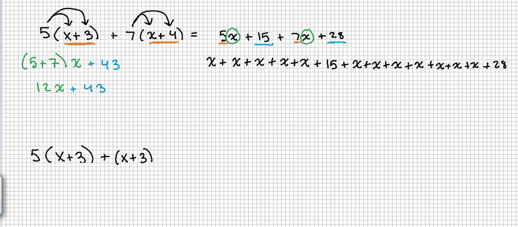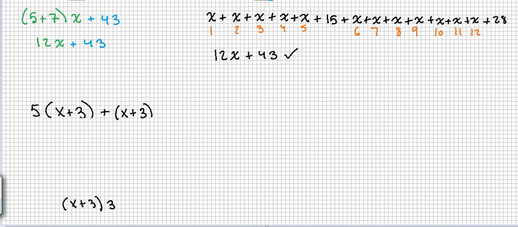So what happens then is we're going to just count up all our x's and then add our constants. 1, 2, 3, 4, 5, 6, 7, 8, 9, 10, 11, 12. Look at that. We're going to reduce that down to 12x, because remember, we don't know what the x is, but we know it's getting added to itself at least 12 times. And then we're going to take the 15 and the 28, that turns into 43. And that checks out.